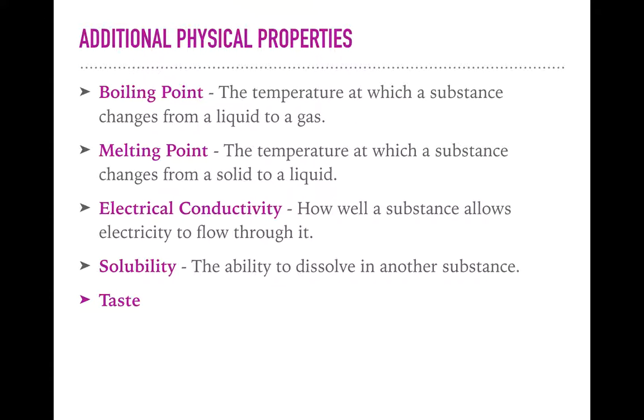There are many more physical properties that we're not going to go into detail about, but you should be aware that they can also be used to identify a substance. These include the boiling and melting points of a substance, electrical conductivity, which is how well a substance allows electricity to flow through it, solubility, which is the ability to dissolve in another substance, and taste. These are all things that can be tested without actually changing the properties of these materials.